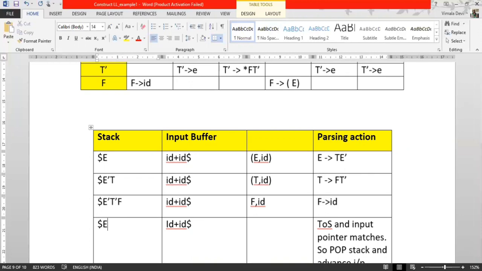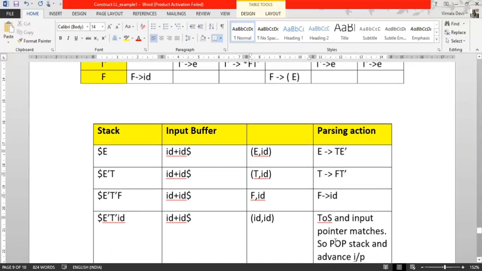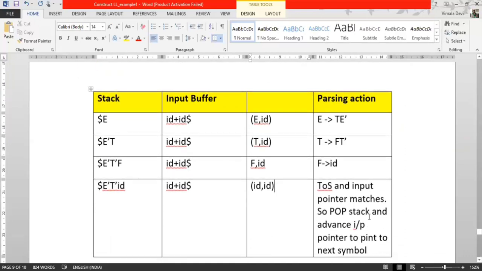Now you know what is to be done. The stack contains E dash, T dash. In place of F, I have to replace id. id is a single terminal symbol. Even though it contains two letters, you treat it as a single terminal symbol. Okay. Now what is available at the top of the stack? What is the input pointed to by the parser? Top of the stack is id. Input pointed to by the parser is also id. So the symbols are matching. id comma id, right? So the top of the stack and the input pointer match. If that is the case, pop the stack and advance the input pointer to point to the next input symbol.